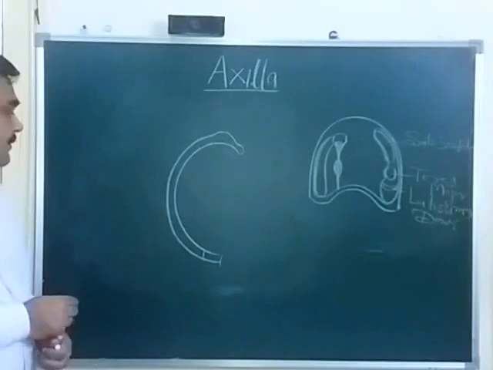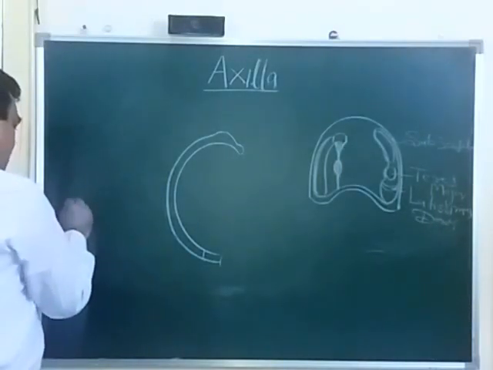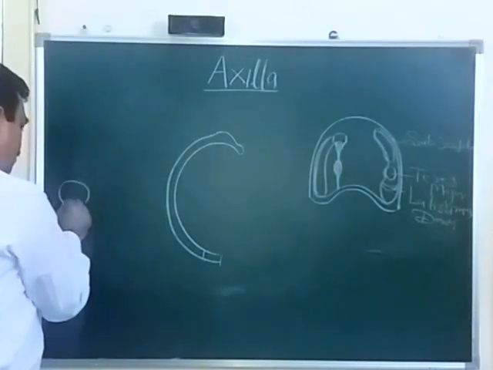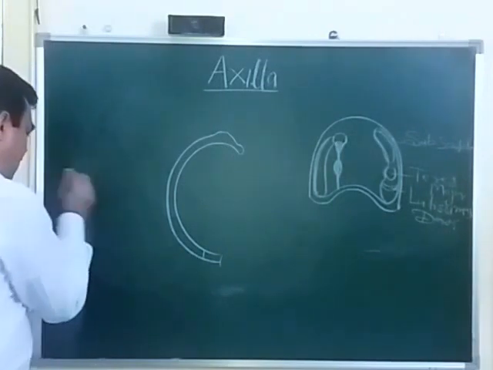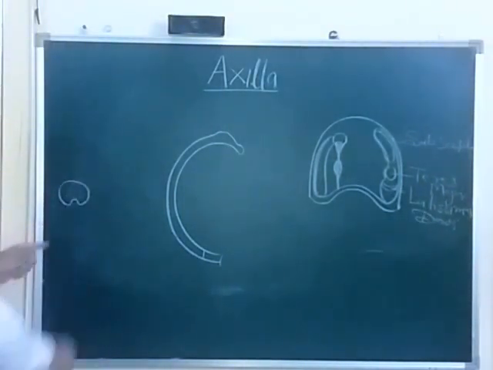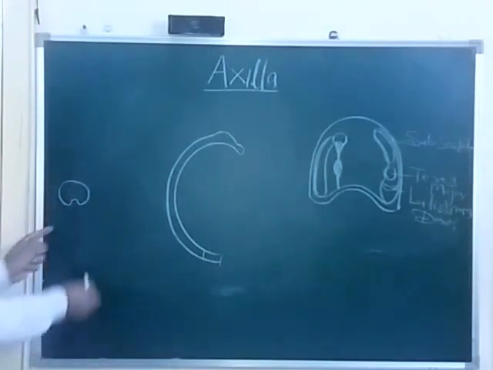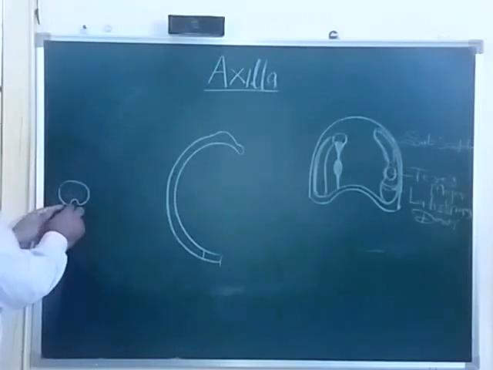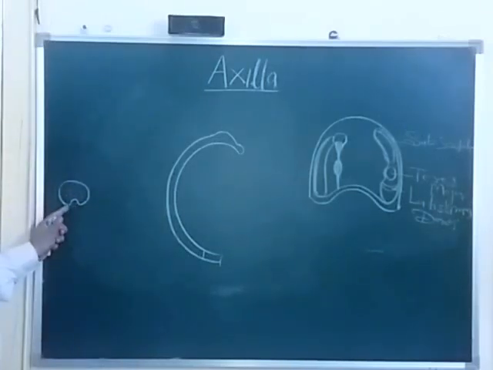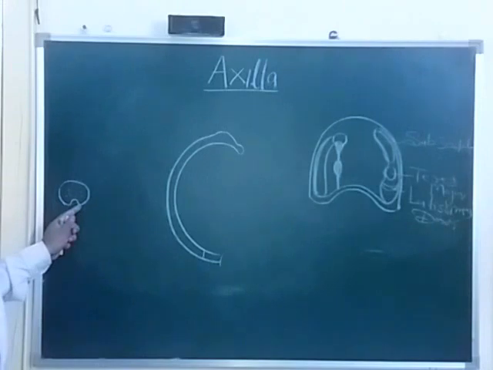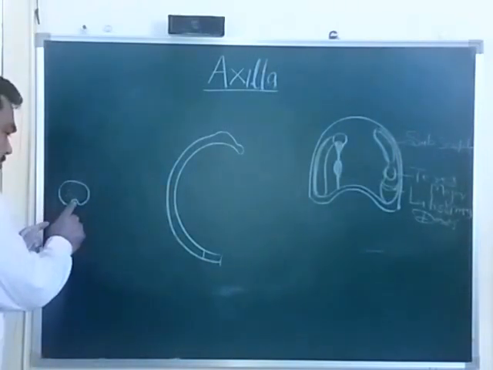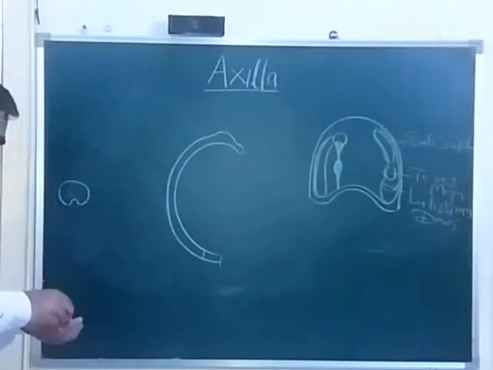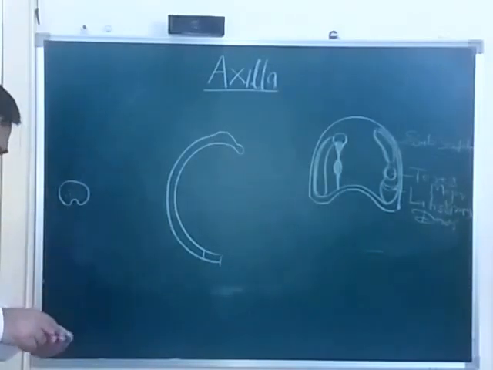This is the fourth rib. And here is the position of the humerus. This is the humerus. Here is the bicipital groove, and it has two lips: outer lip, inner lip, lateral lip, medial lip. Between these two, this groove is the bicipital groove. In the lateral lip, the muscle attached.